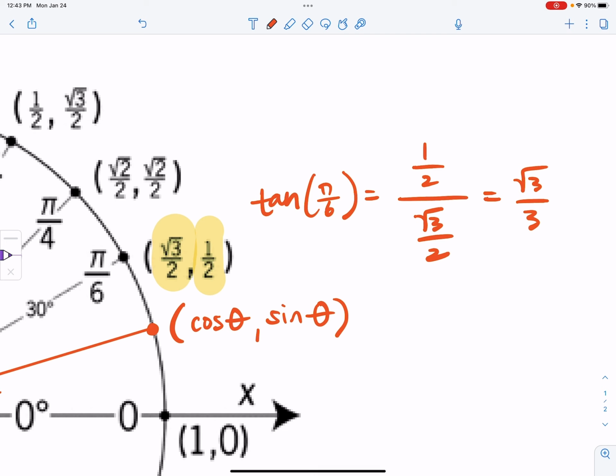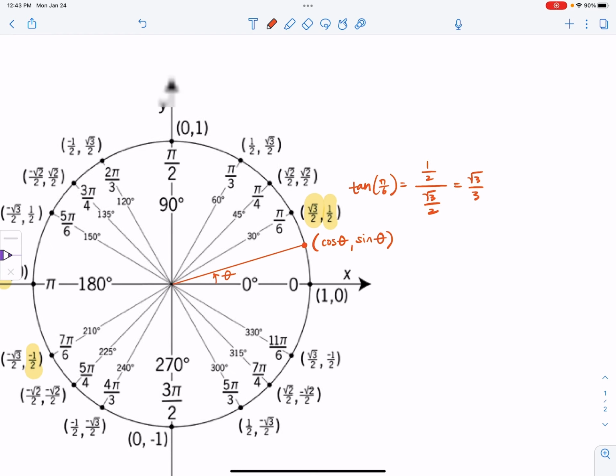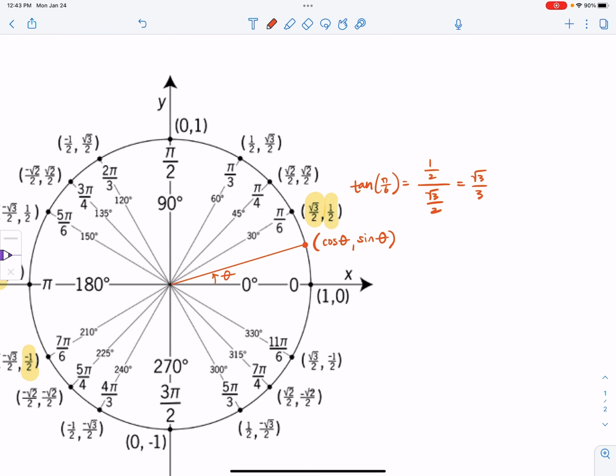You should memorize, I've asked you guys to memorize the values of tangent or be able to quickly determine the values of tangent when thinking about the unit circle.